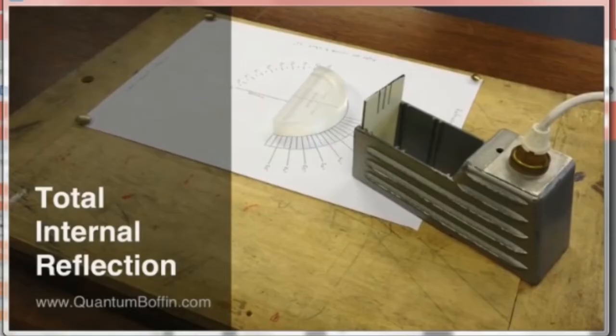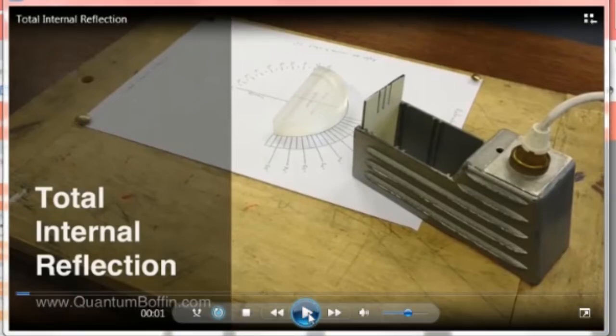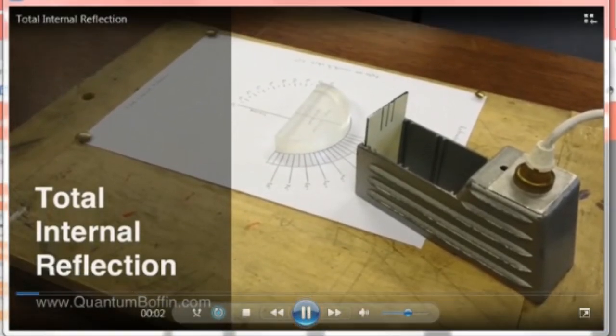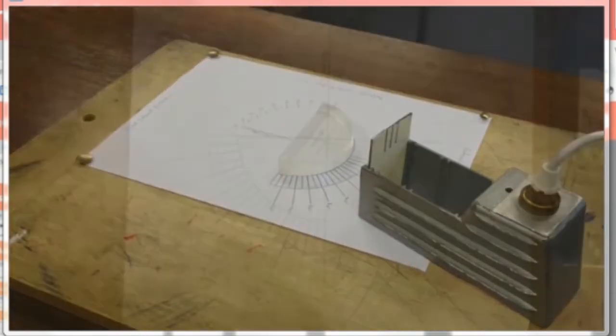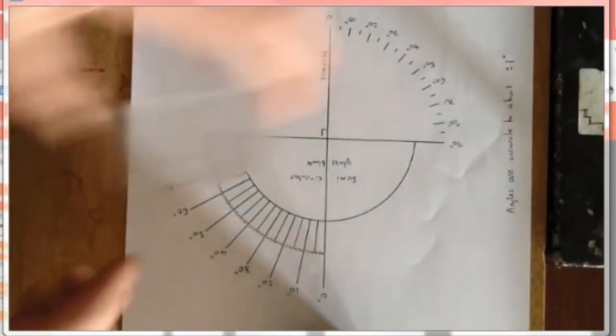So we've said that light bends away from the normal when it leaves the glass and goes into the air, or leaves the water and goes into the air. Anytime it goes from the slower medium to the faster medium, the light will bend away from the normal. So something very special happens at a certain angle, and we're going to demonstrate that right here.